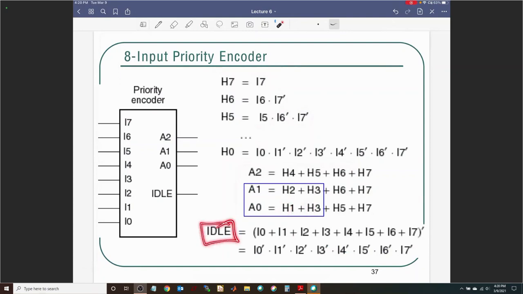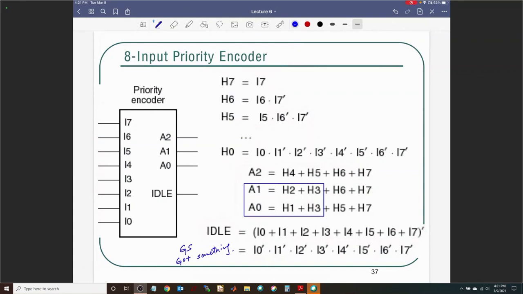Idle is an output which is monitoring: did you get something here or not? Is any one of them active or not? The way you find the idle output is, you take all of the inputs and complement them. And by using De Morgan's law, you can also express it like this. Is this active? And this is one of them. Is it active or not? So the idle output is also sometimes called the got-something output. Did you get something for this chip or not? Again, very useful in cascading encoders.